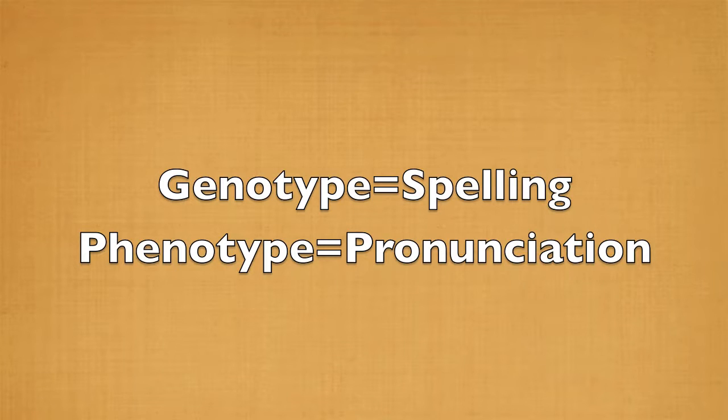For instance, the word color is written as color. The letters in color represent the genotype. The way we pronounce the word color is its phenotype. If we change the spelling of color to this, we change the genotype, since the spelling is different. However, we pronounce the word the same way as color, which makes the phenotype the same. If we change the spelling of color to this, we change the genotype of color. We also change the word's phenotype, since the pronunciation changes to colon, which is a different word.